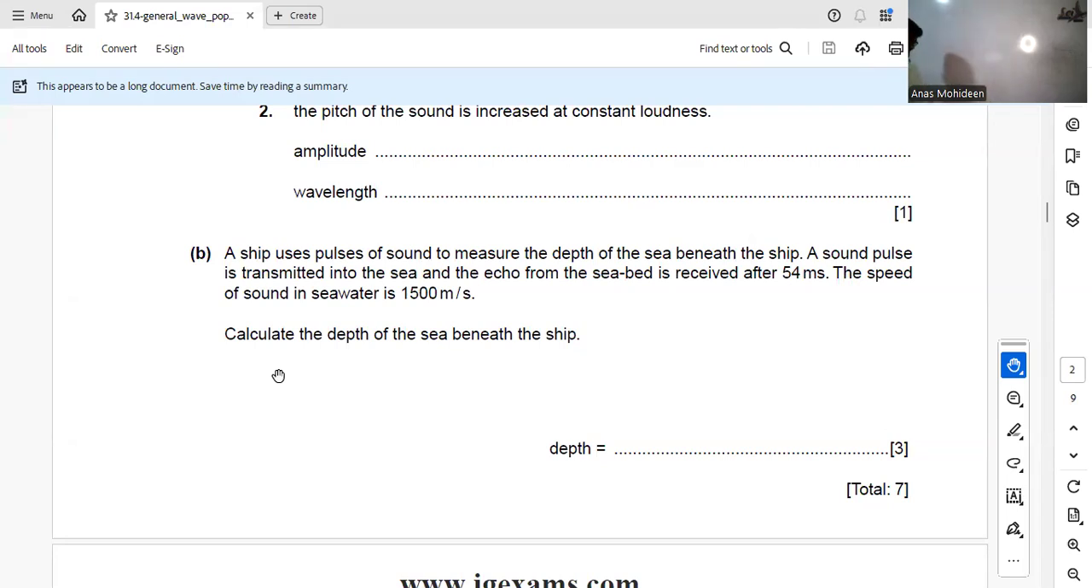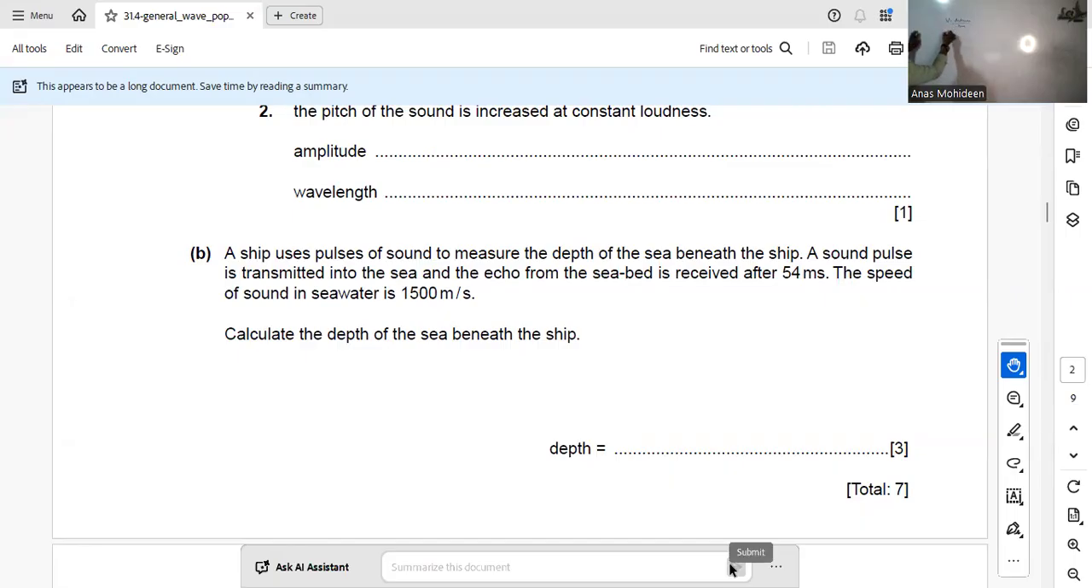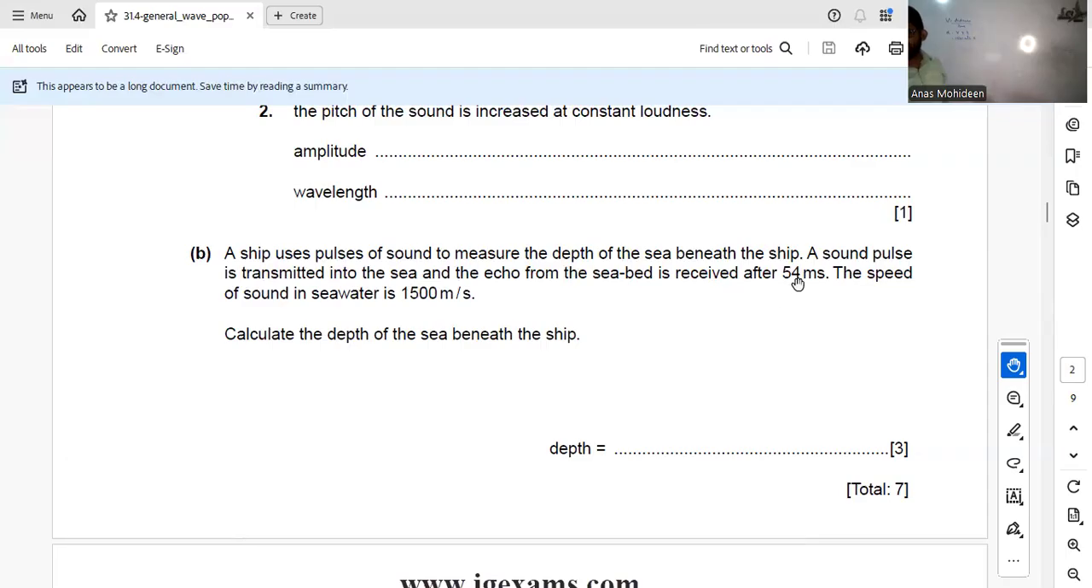Now, it is actually the distance. Speed is equal to distance over time. So how do we find out the distance? Distance is equal to speed into time. The speed is given as 1500 meters per second, and the time is given as 54 milliseconds. The question says that the pulse is transmitted into the sea and the echo from the seabed is received.